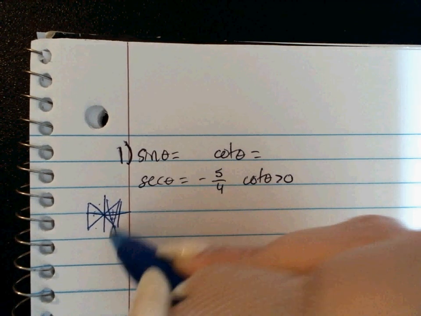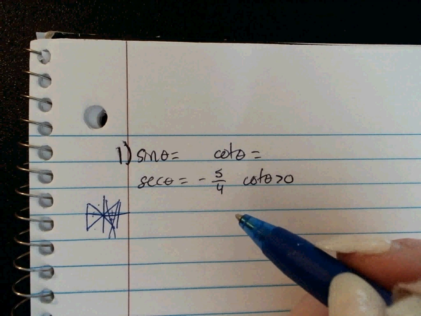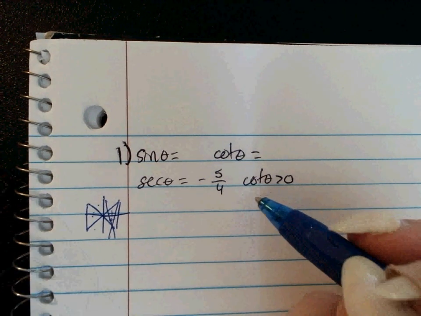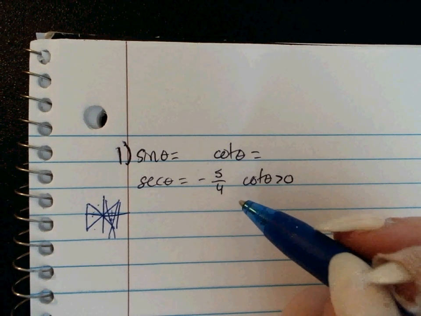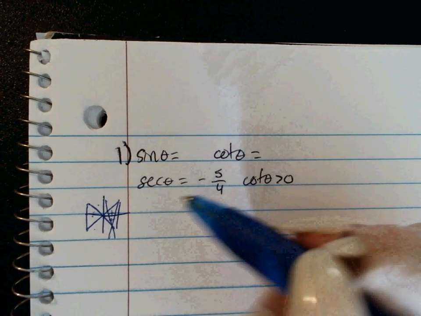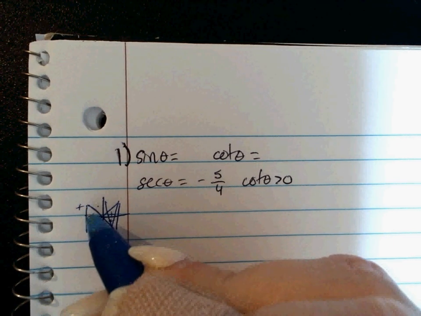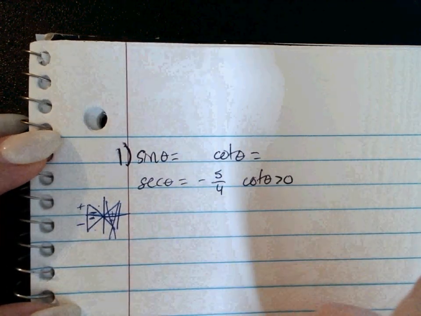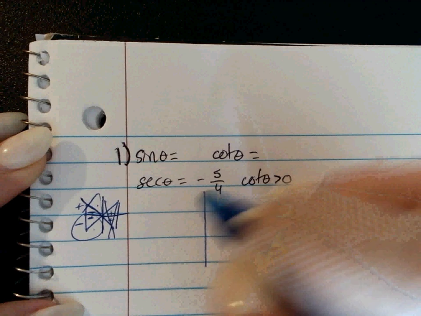And then cotangent is greater than 0, which means cotangent is positive. Well, cotangent is positive when you've got adjacent over opposite, and the only way you're going to get positive is if they're both positive or they're both negative. In the second quadrant, opposite is positive and adjacent is negative, but in the third quadrant, adjacent is negative and opposite is negative. So we must be in the third quadrant. So I'm going to draw a triangle in the third quadrant with theta as my central angle.